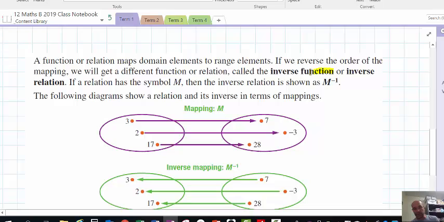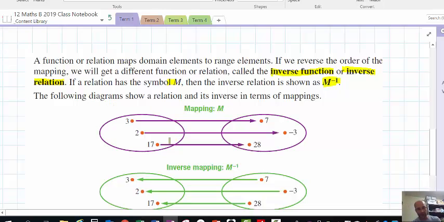Now we move on to part 2, which is inverse functions. Or if it's not a function, only a relation, it's an inverse relation, which is going back to what you've studied before, relations versus functions. One way of determining a function is the vertical line test. Just a reminder there, if a relation has a symbol m, then the inverse would be denoted as m inverse as such.